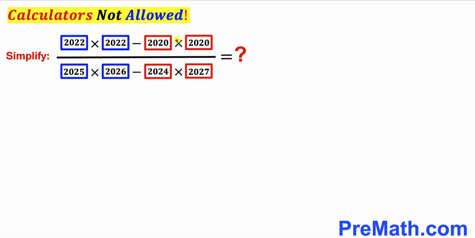And here's our problem. 2022 times 2022 minus 2020 times 2020, all over 2025 times 2026 minus 2024 times 2027. And bear in mind, we are not supposed to be using calculators of any kind.